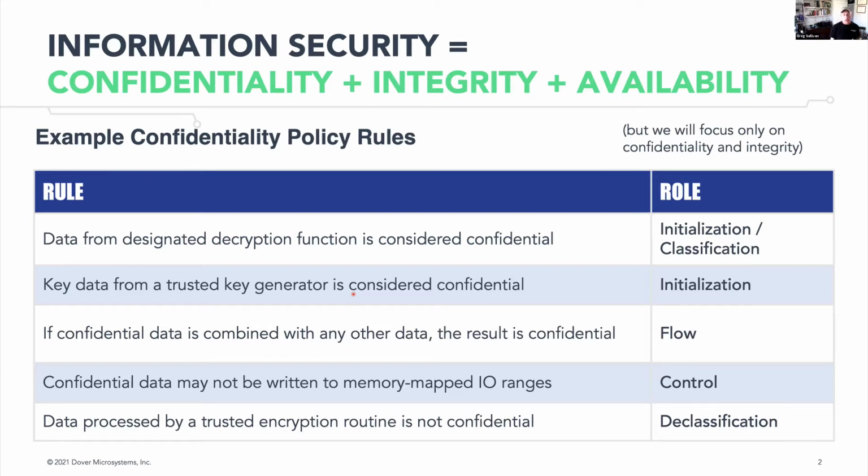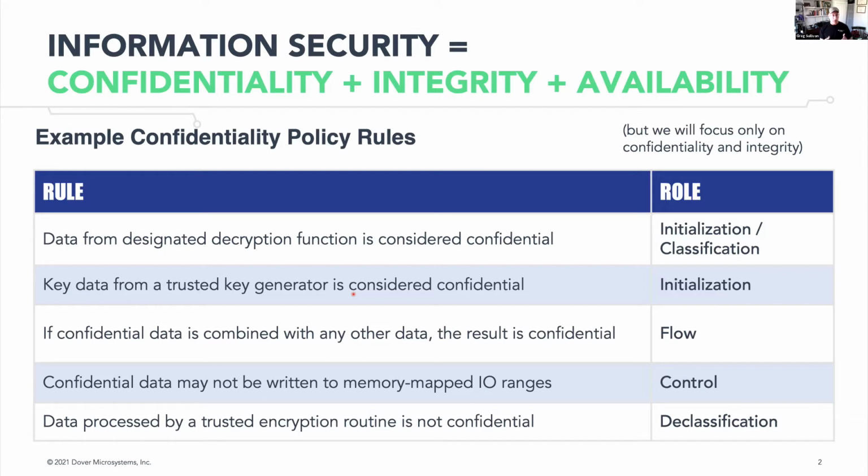For integrity, the rules are similar. If you're familiar, this is not a surprise, but the flow rule is sort of the dual of confidentiality, whereas confidentiality is sort of profligate, integrity is fragile. So if you are tracking where data came from and whether it's been modified, and you call that a high integrity value, if the data is modified during processing, it's no longer considered high integrity.